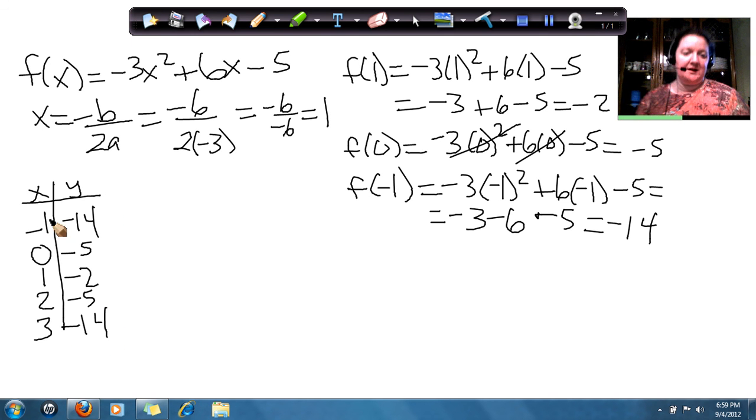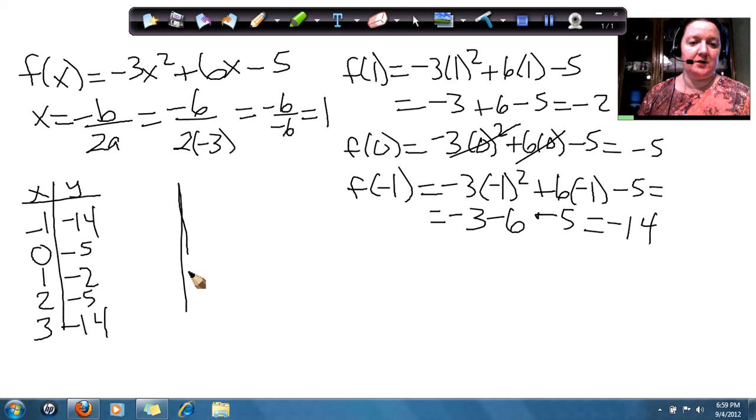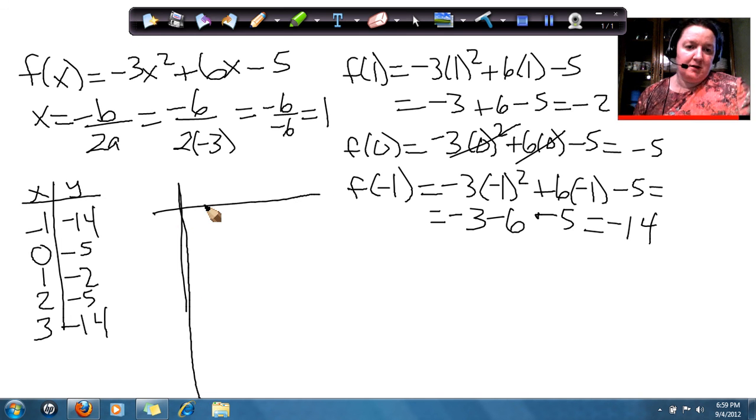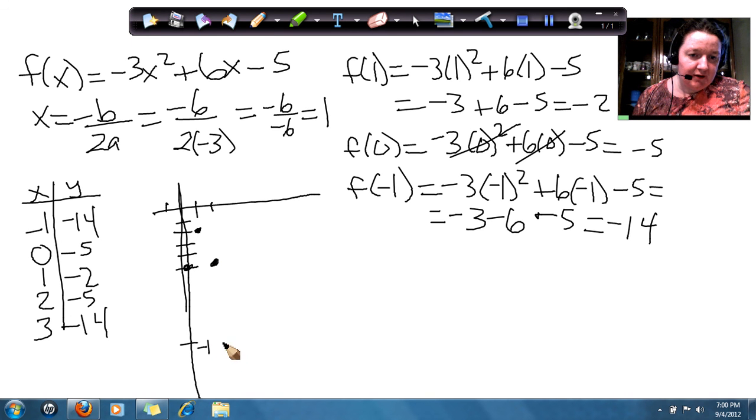Now if I look at this, my x values are mostly positive, but my y values are negative. So I'm going to create a table or a graph that looks like this. Find my center, which is 1, and plot a point at negative 2. And then 0 is at negative 5, so 3, 4, 5. And over here at 2 and negative 5. And then at negative 1, it's down here, and I'm just going to write negative 14, rather than counting out all the lines entirely. Over here at 3, down at negative 14.